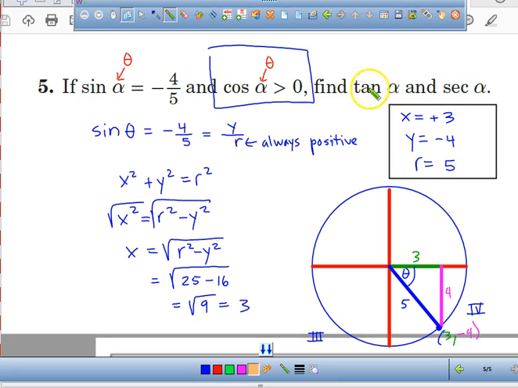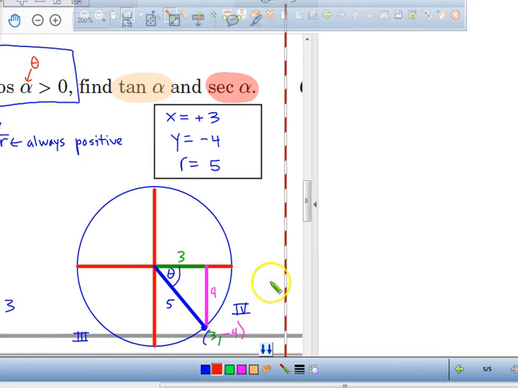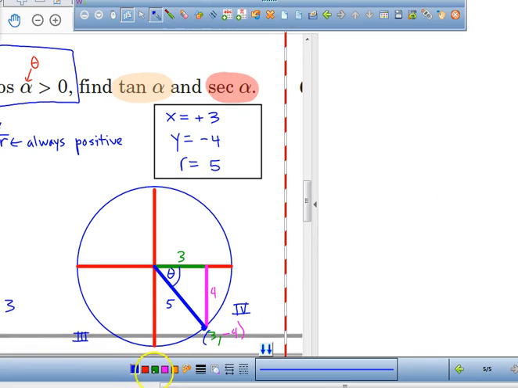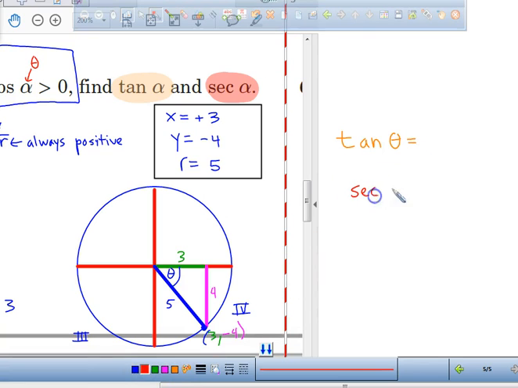So I'm going to highlight two things. One of the things we need to find is the tangent of theta. Now this says tangent of alpha. And the other one that we need to find is the secant of theta. So over here, I'm going to write in orange, tangent of theta. And then over here in red, I'm going to write the secant of theta. Now, what does the tangent of theta always compare? In terms of x, y, or r? Y over x. So I'm going to put y over x.